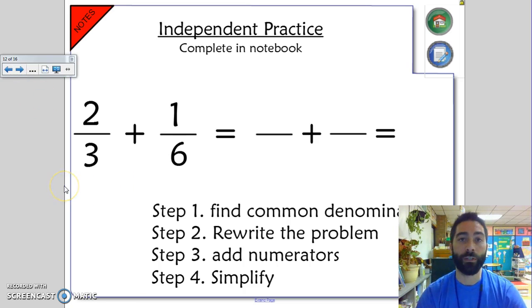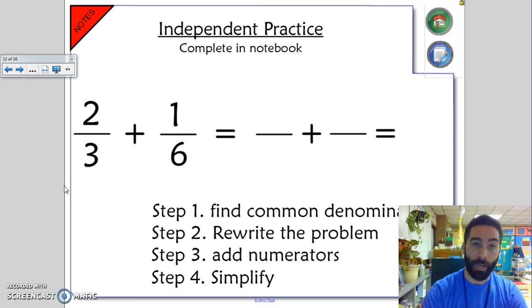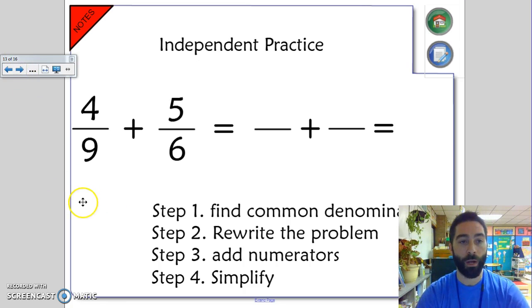Now, here's independent practice where you're going to put this into action. I want you to copy down 2/3 plus 1/6 and follow these steps of finding a common denominator, rewriting the problem, adding the numerators, and simplifying. And then the second problem is 4/9 plus 5/6. Both of these need to be completed in your notebook.